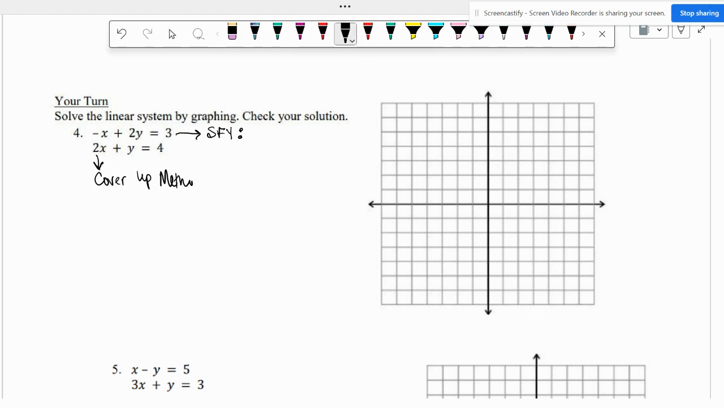So I want you to go ahead and pause your video. I'm going to go ahead and do these, but I'm going to hope that you pause the video and solve for y for equation number 1. Use the cover-up method for the next one, and let's see what you get.